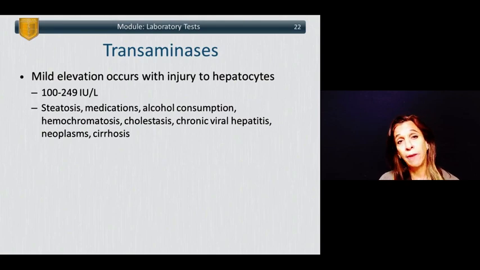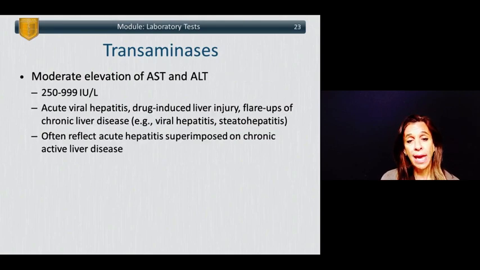With transaminases, a mild elevation usually occurs when there's mild injury to hepatocytes. A mild elevation is typically defined as between 100 and 249 international units per liter. This can occur with fatty liver, medications, moderate or binge alcohol consumption, hemochromatosis, cholestasis, or gallbladder disease, chronic viral hepatitis, neoplasms, and cirrhosis. Moderate elevations of AST and ALT, or transaminases, are defined by levels of 250 to 999 international units per liter.